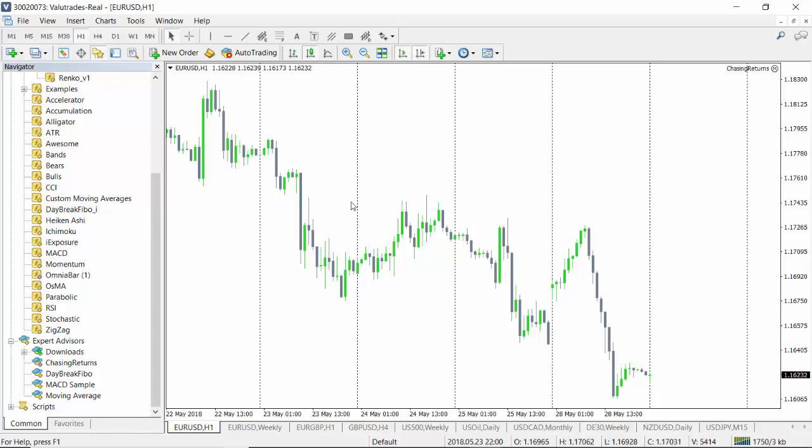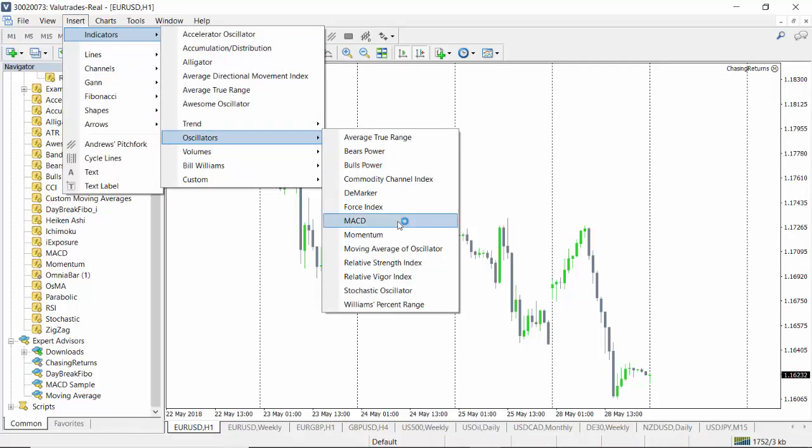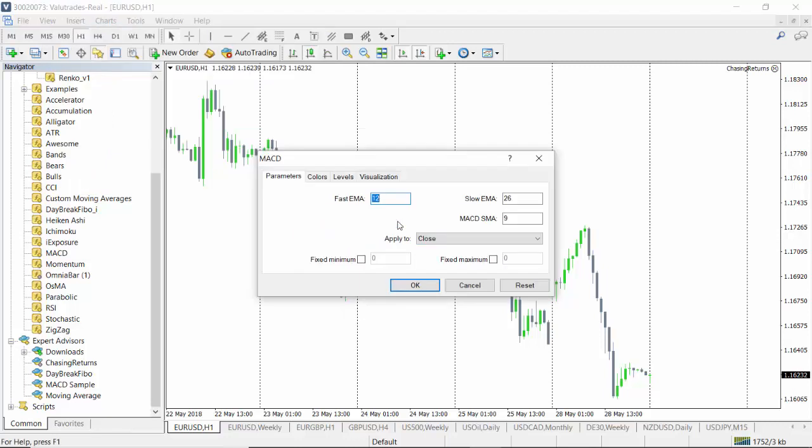Let me first show you how to find it, and then explain how the different settings work. You go to Insert, Indicators, Oscillators, MACD, and by the click of a button it is available for the chart.